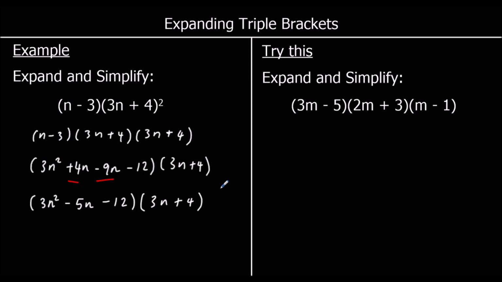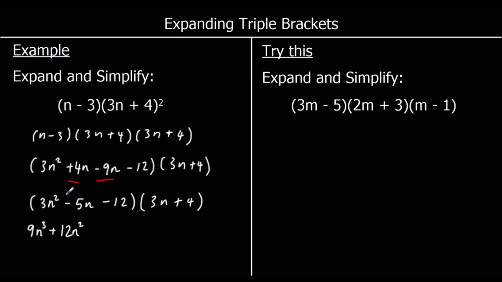So we're going to do 3n squared times both the terms in the second bracket, negative 5n times both the terms in the second bracket, and the negative 12 times both the terms in the second bracket. So we'll start with 3n squared times 3n, which is 9n cubed. We've got 3n squared times 4, which is 12n squared.